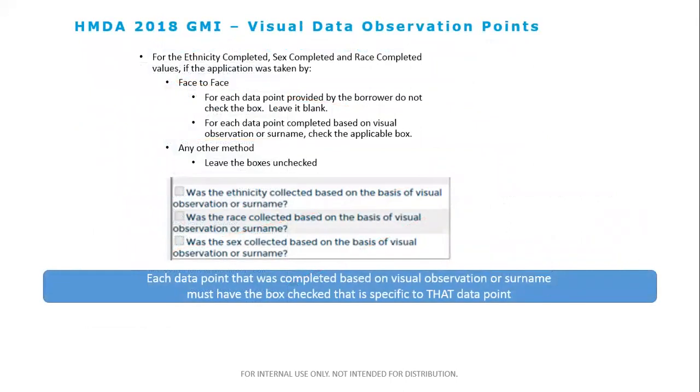Next, for ethnicity completed, sex completed, and race completed values, if the application was taken face-to-face, for each data point provided by the borrower, do not check the box, just leave it blank. So for each data point completed based on visual observation or surname, that's when we check the box. Any other method, just leave it blank.